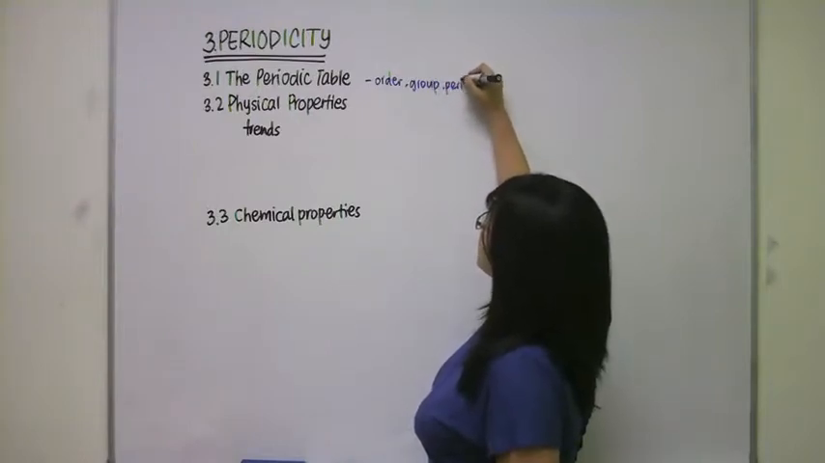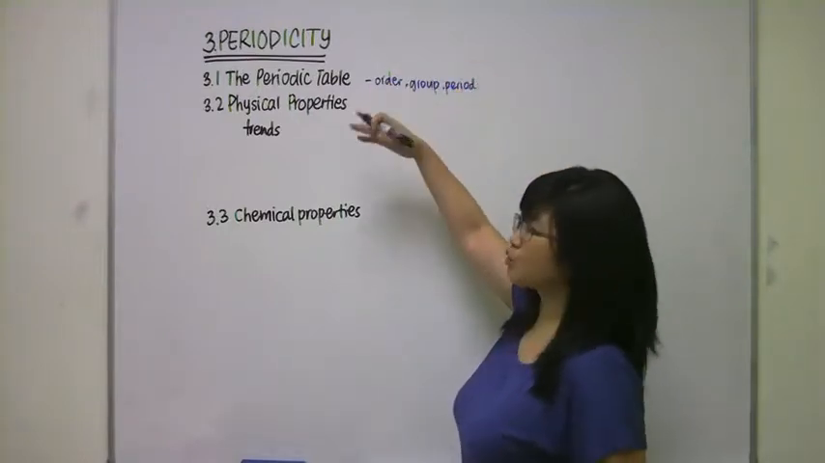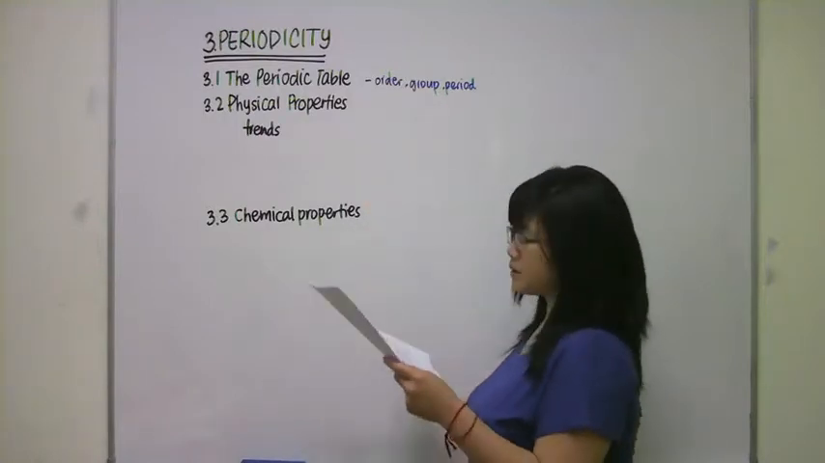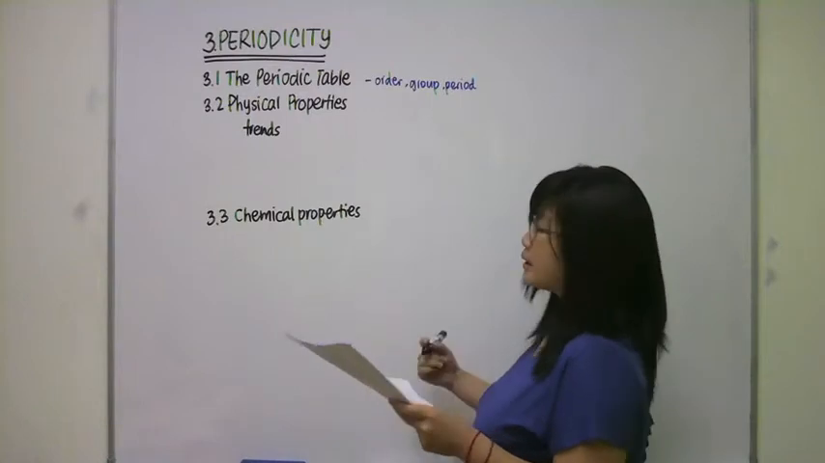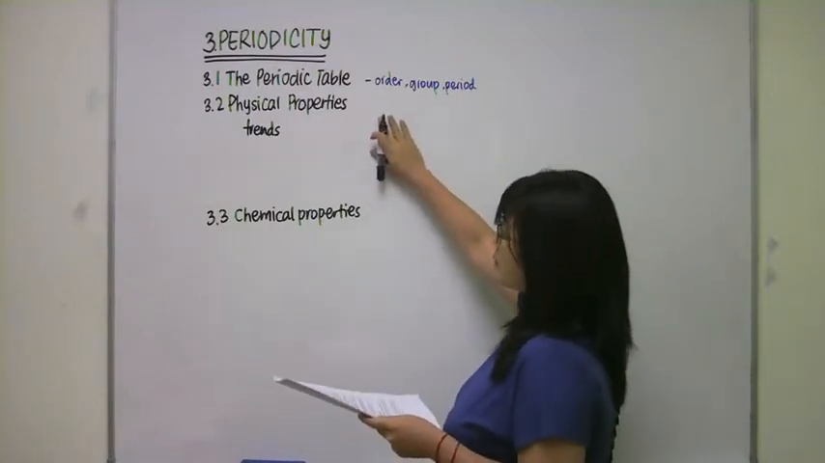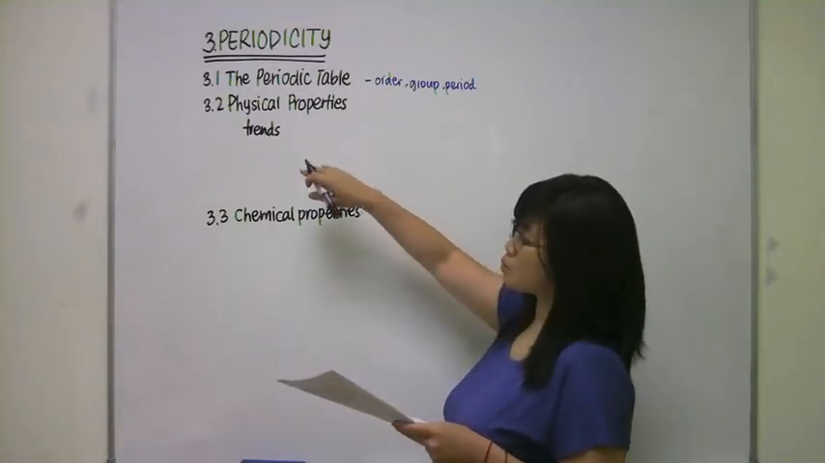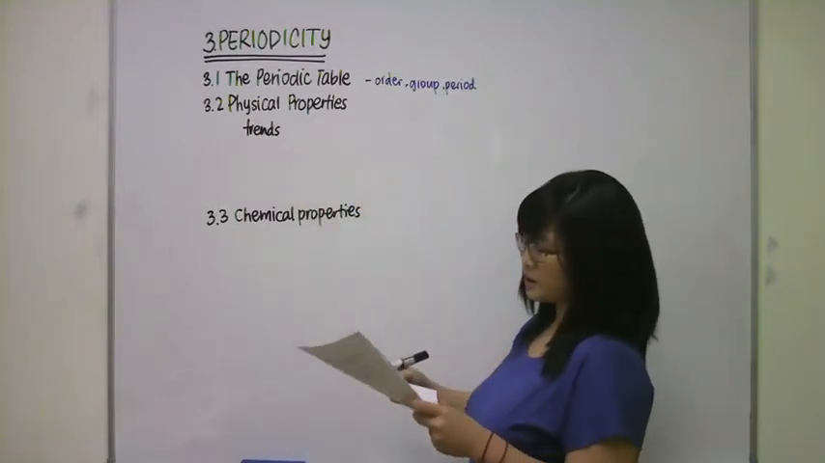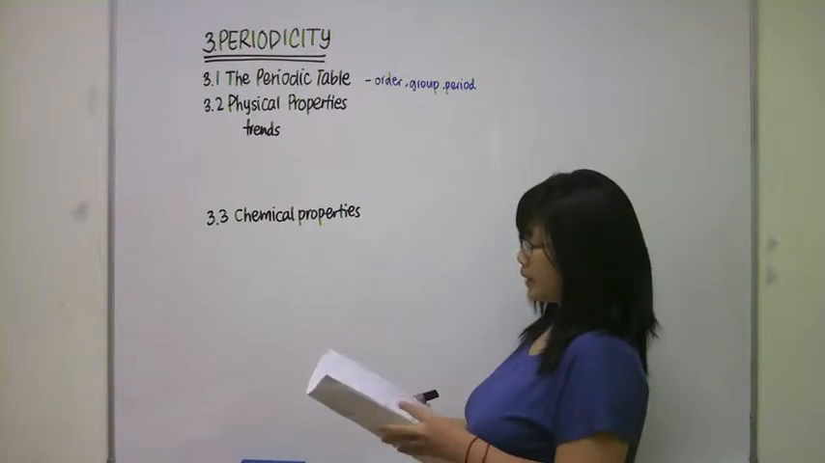What are the similarities between elements in the group? What are the similarities between elements in the period, and so on. Okay. The second part, physical properties, 3.2. This is where you're going to be talking about the trends in the elements.